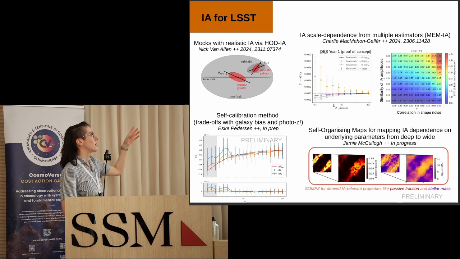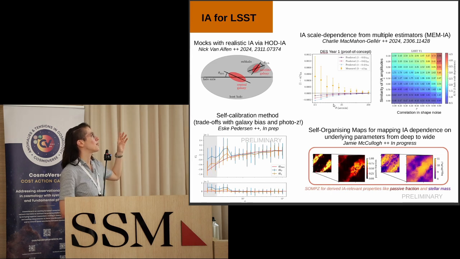Other examples of work on this: we're looking at the possibility of using multiple shear estimation methods to extract the alignment signal. The alignment signal is different in amplitude if you use different shear estimation methods, because of the sensitivity to different parts of the galaxy light profile. But you can take advantage of that to extract information about the scale dependence of the alignment signal. There's a paper and an ongoing DESC project on this, led by Charlie Mahony-Geller, who's my PhD student.